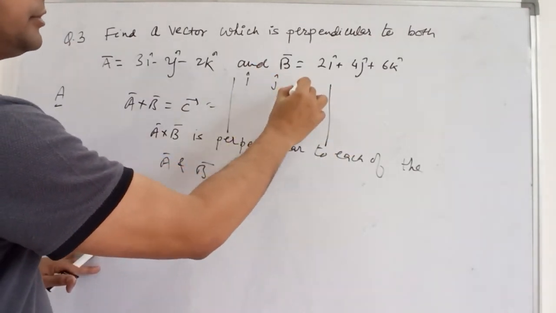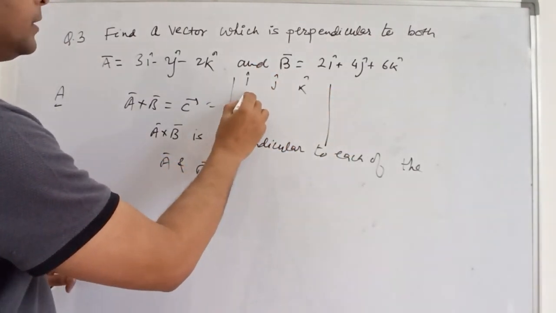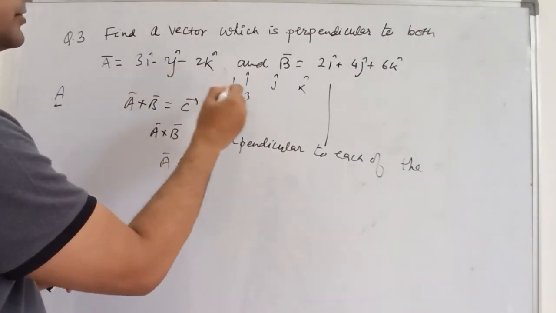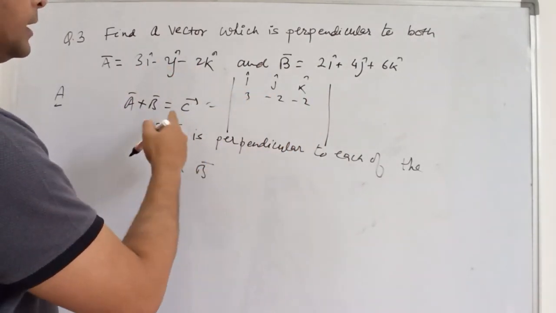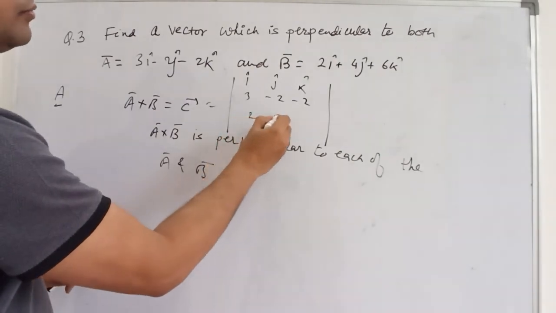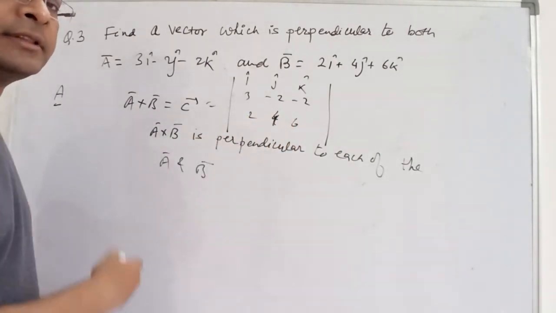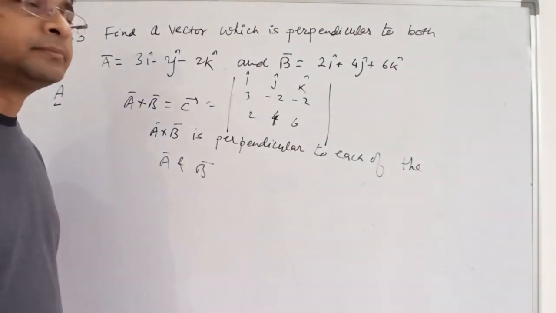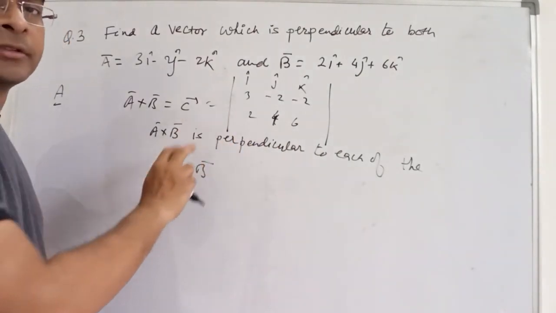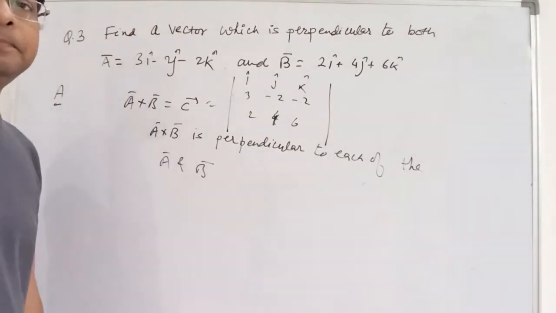I cap, J cap, K cap. This is A vector, meaning 3, minus 2, minus 2. B vector means 2, 4 and 6. And do this as we have done in the last theory. You know how to do this. Calculate it, you will get the answer.